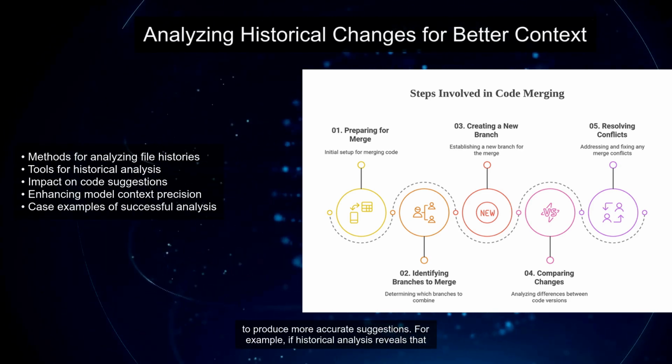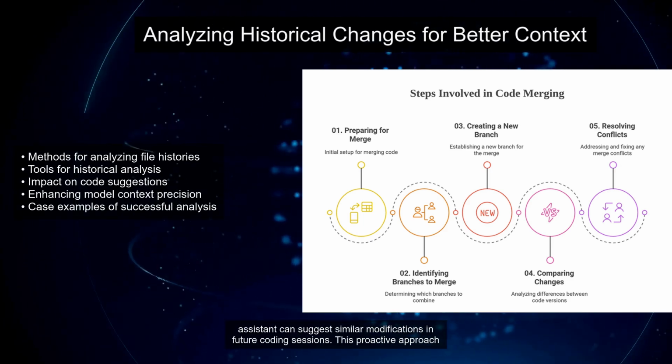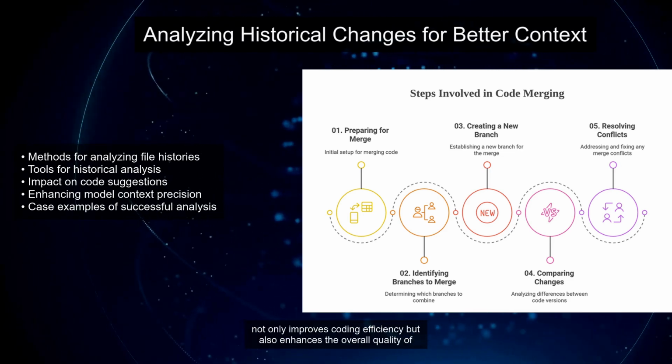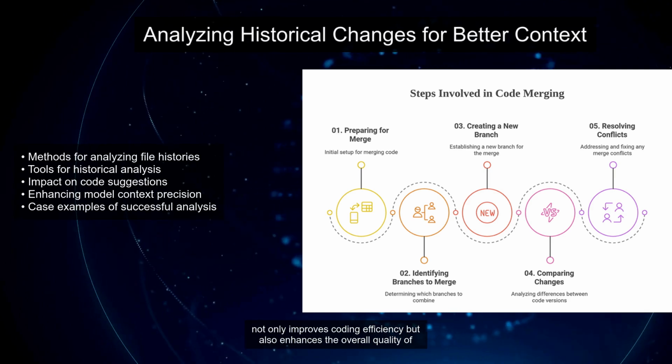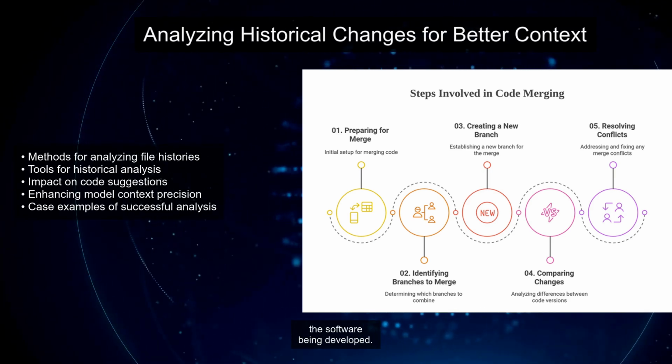For example, if historical analysis reveals that a particular function is frequently modified to accommodate new parameters, the code assistant can suggest similar modifications in future coding sessions. This proactive approach not only improves coding efficiency but also enhances the overall quality of the software being developed.